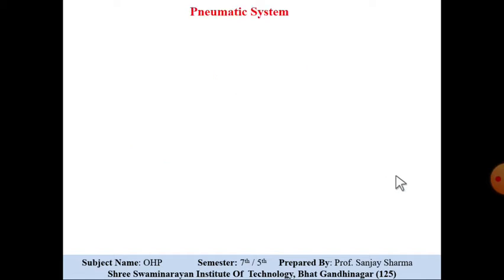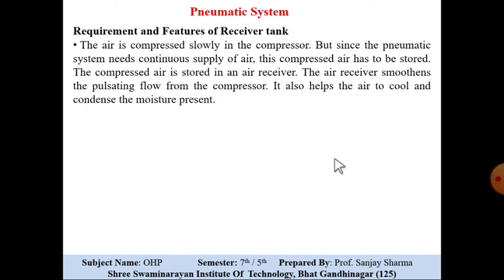Now, what are the requirements and features of the receiver tank? First, let us see the requirements. Air is compressed slowly in the compressor, but the pneumatic system needs a continuous supply of air. Why is a receiver tank required? Because a pneumatic system requires a continuous flow of air, while the compressor delivers air in the form of pulsation. So to have continuous air, it is stored in the tank, and from there the air is utilized for the pneumatic system.